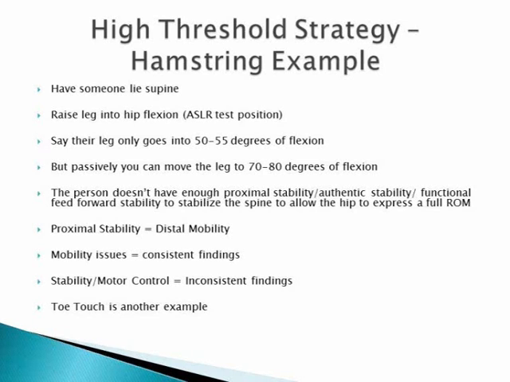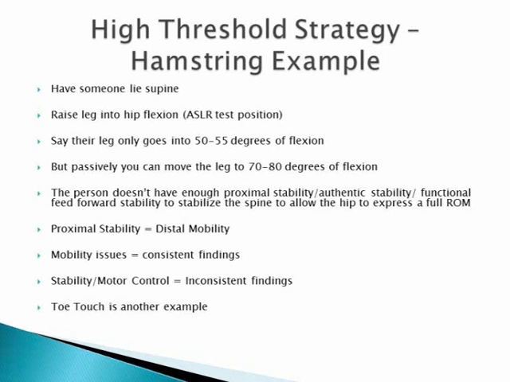So the toe touch is an example to prove this. Let's say you have someone stand up with their feet together and bend forward and try to touch their toes. And let's say they can't touch their toes. Now get the person to sit down on the ground and ask them to touch their toes. Now if the person can touch their toes in a seated position when they couldn't in a standing position, this is a stability or motor control issue because it is an inconsistent finding.